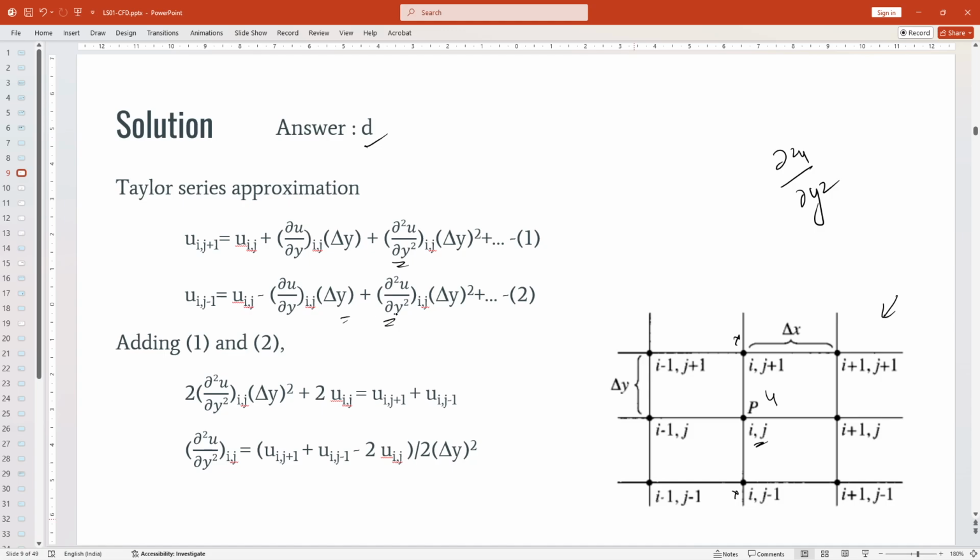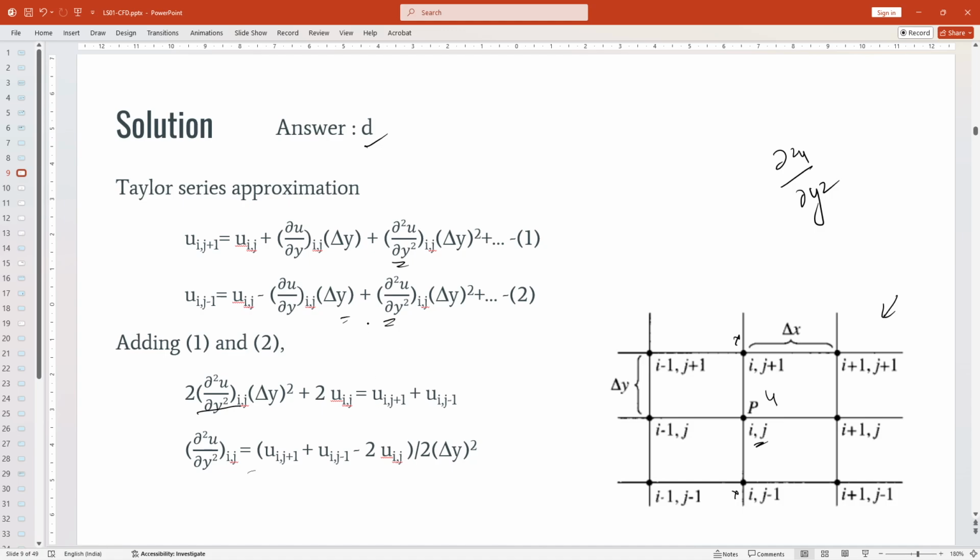If you add these two equations, removing all those terms, what we will get is 2 times del square u by del y square at ij into delta y square plus 2 times u of ij is equal to u of i comma j plus 1 plus u of i comma j minus 1. If I take these terms to the other side and divide by delta y square, the equation will become u of i j plus 1 plus u of i j minus 1 minus 2 u i j, divided by delta y square.